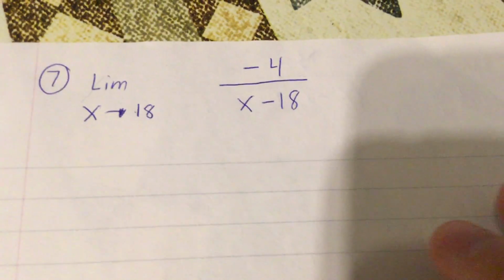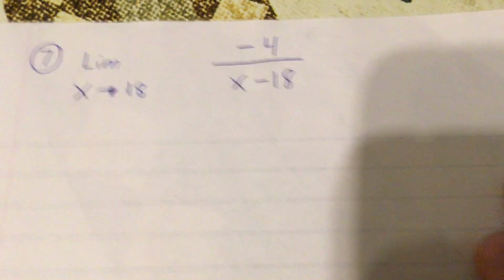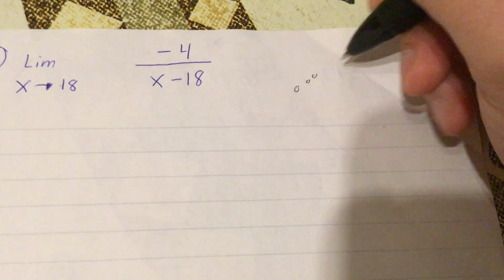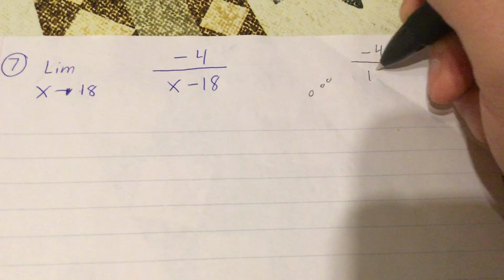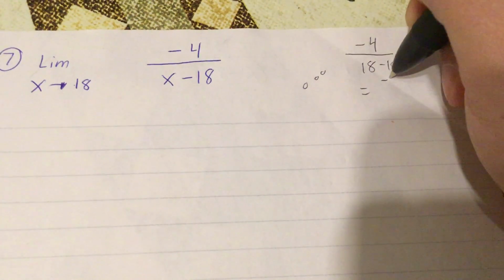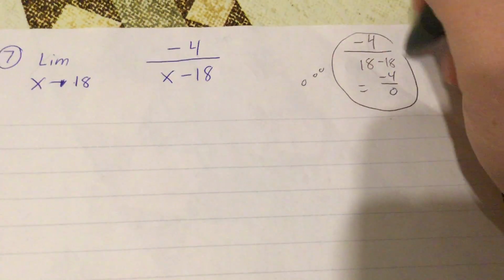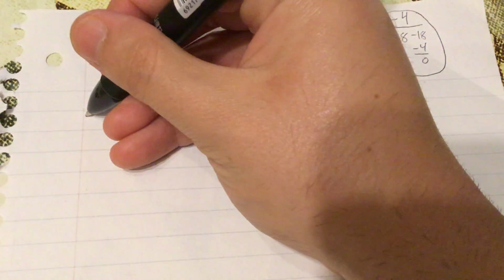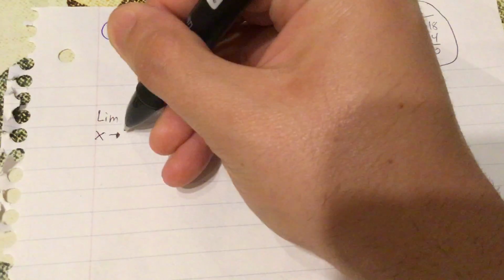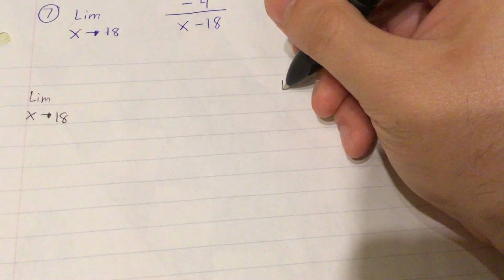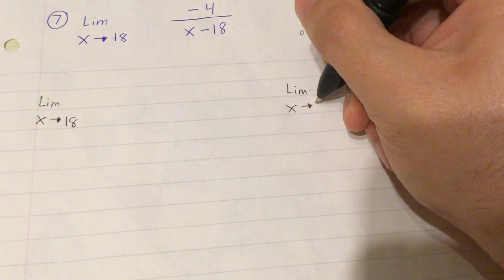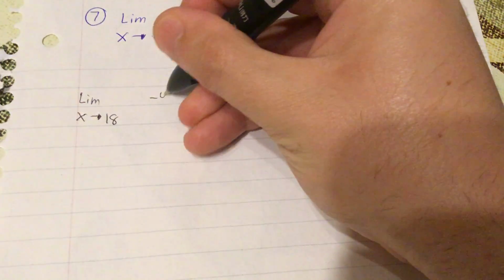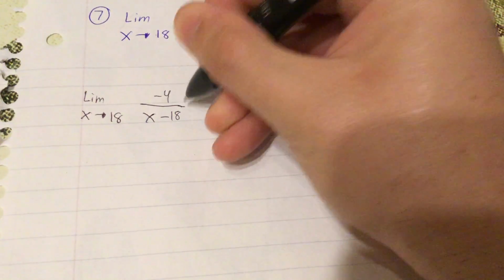Okay, the limit as x approaches 18 for negative 4 over x minus 18. Okay, well, if I plug in 18 minus 18 in the denominator, I get negative 4 over 0. And I'm not happy about that because that's a vertical asymptote. So I need to apply the left-hand limit and the right-hand limit. This time I'm going to start with the right-hand side.